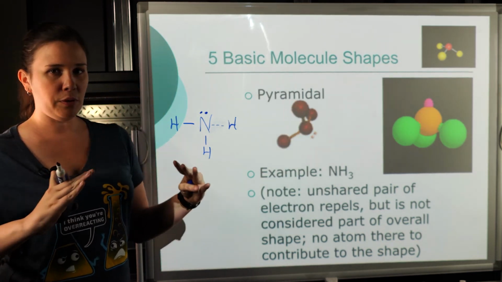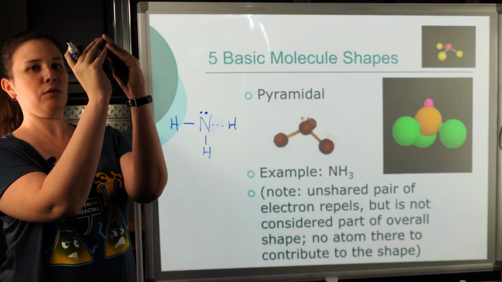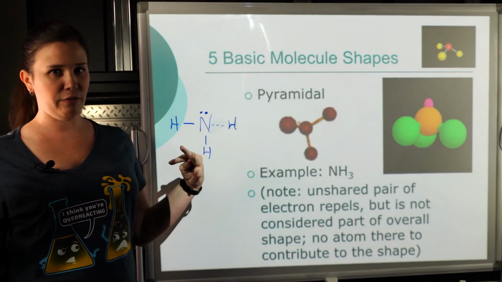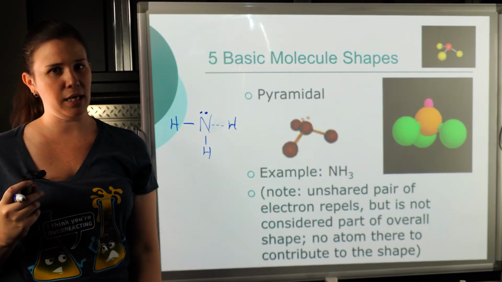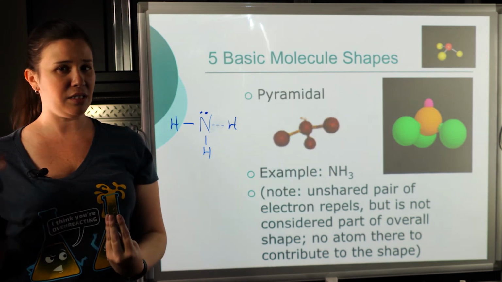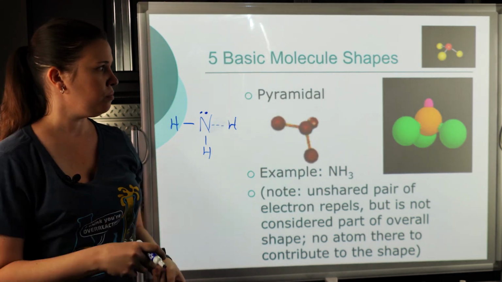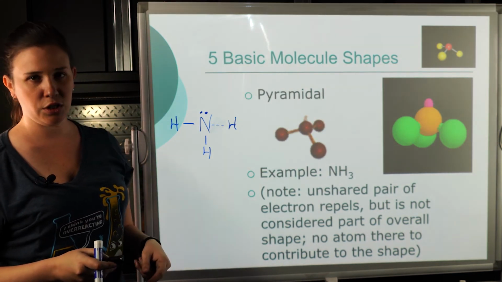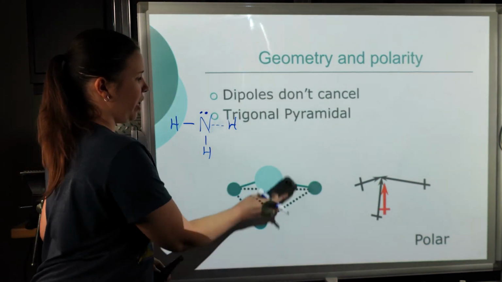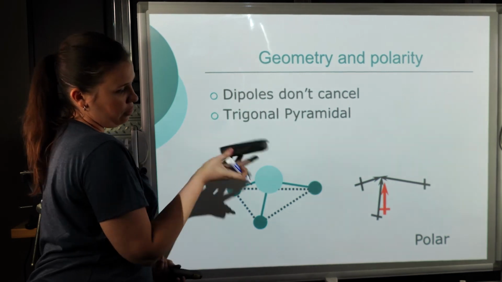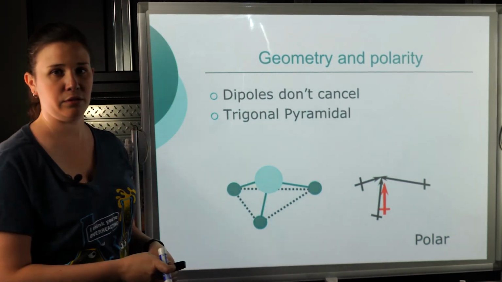Well, that means that the polarity would either be going up towards the center of the pyramid or all away from the center of the pyramid, which means you're going to have a polarity either going straight down or straight up that's not canceled out by anything else. So this molecule, pyramidal shape, would always have to be polar. There's no way for that up and down polarity to cancel out.